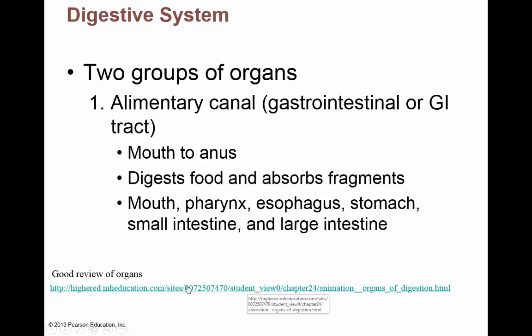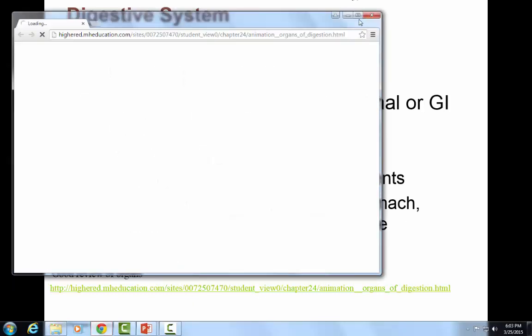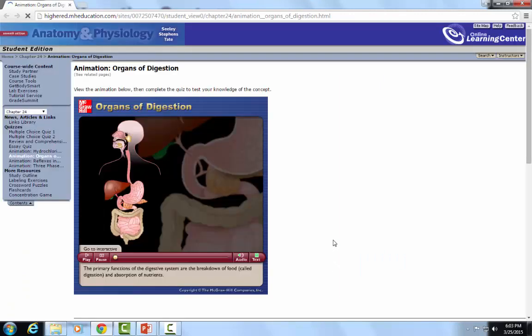This is a nice little review of all the organs in the digestive system. Although you've all taken fundamentals, so you should all have some basic recollection of the different organs in the digestive tract. The primary functions of the digestive system are the breakdown of food, called digestion, and absorption of nutrients.